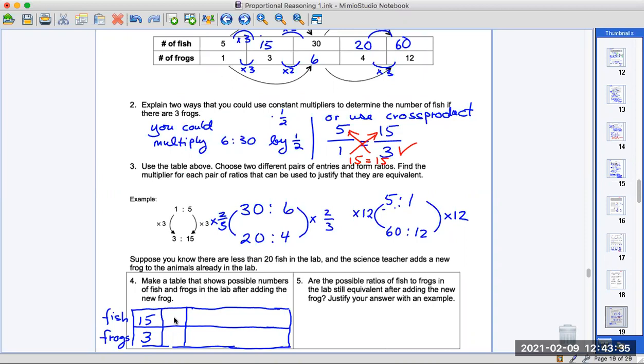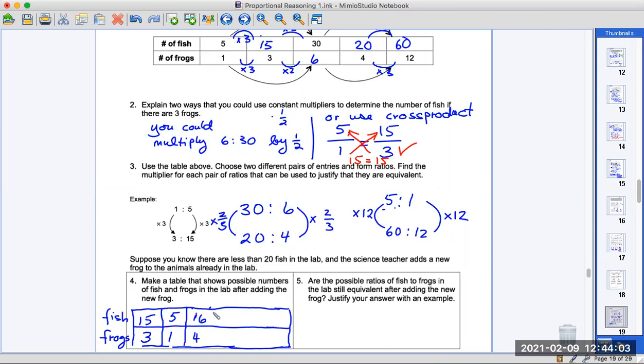5 to 1. Can't you do 5 to 1? 4 to 16? 4 fish to, no, 4 frogs to 16 fish? No, 16 fish to 4 frogs. But what would that be? The multiplier is 4. So you're saying 16 to 4?